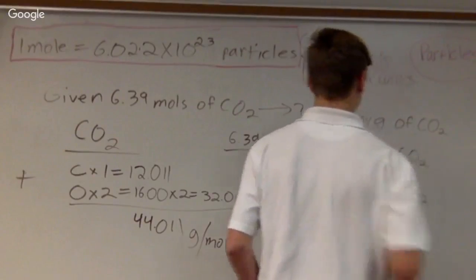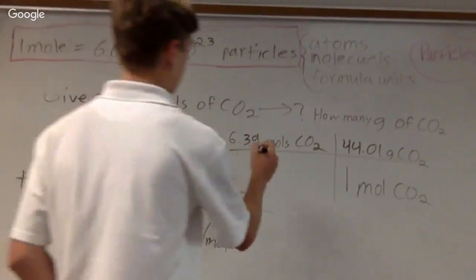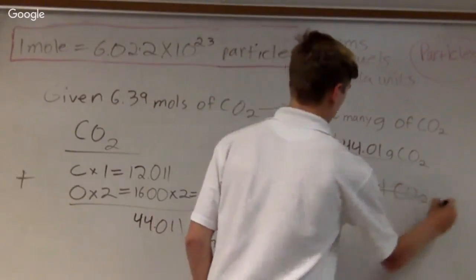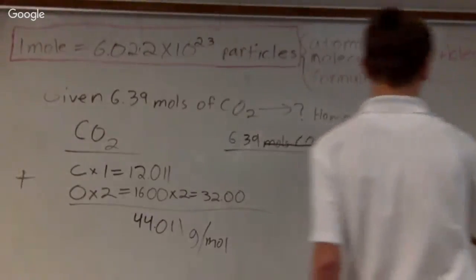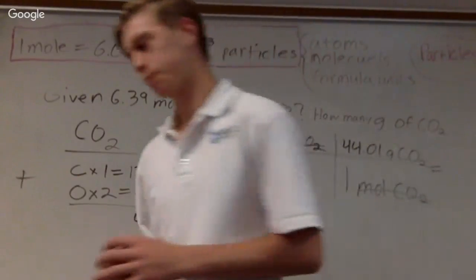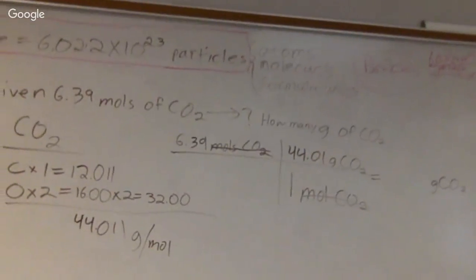Does everyone see that? What do we cancel right now? Moles. Cancel moles. And isn't the unit grams of CO2? So let's put our unit over there, equals. And just to be clear, the numbers that are next to each other, we multiply. The numbers that are above and below, we divide. So we're going to go 6.39 times 44.01.